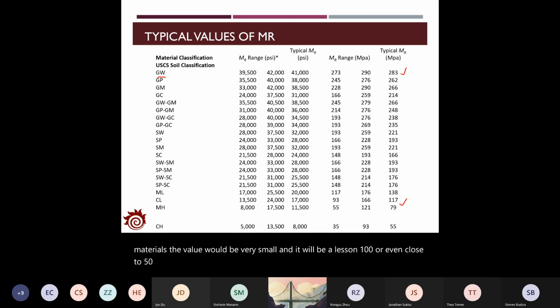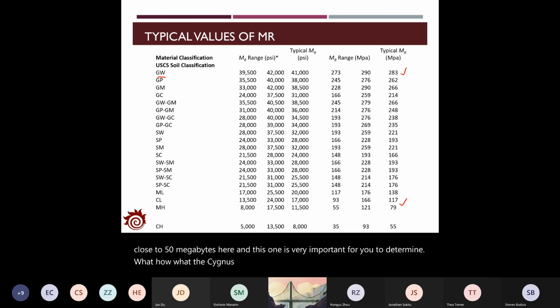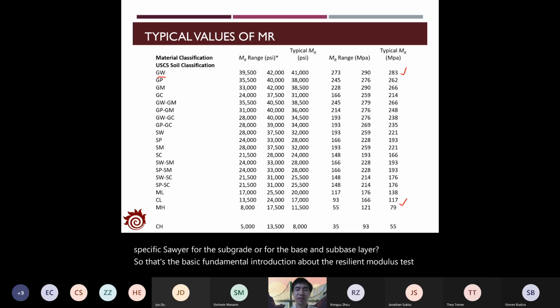And this one is very important for you to determine what thickness of each layer you have to apply if you select one specific soil for the subgrade or for the base and subbase layer. So that's the basic fundamental introduction about the resilient modulus test and the data analysis.